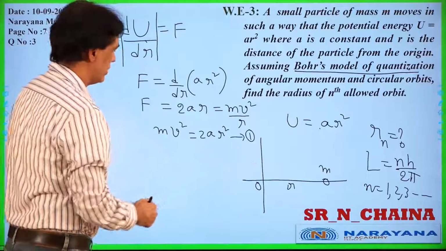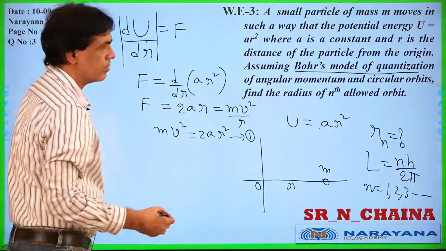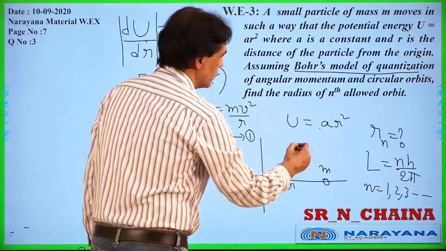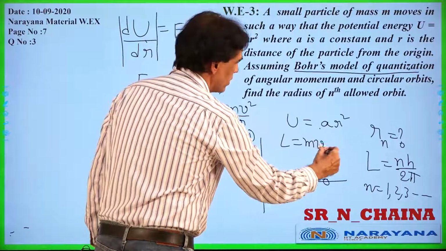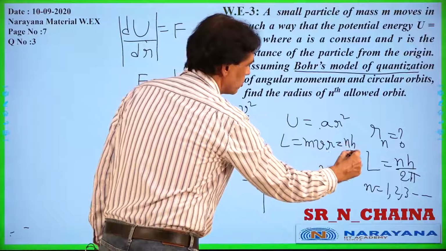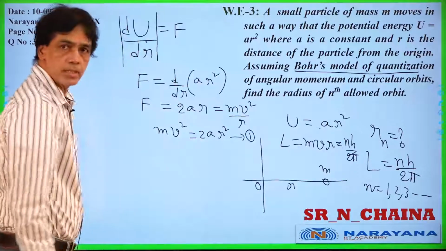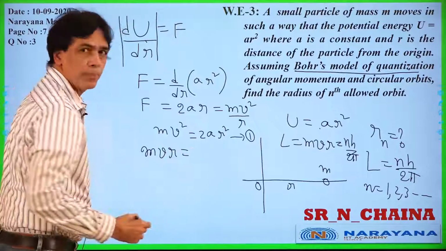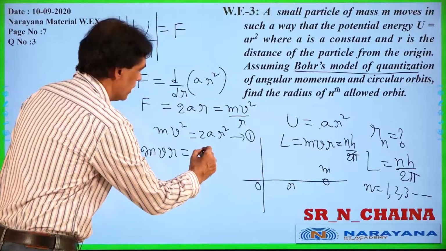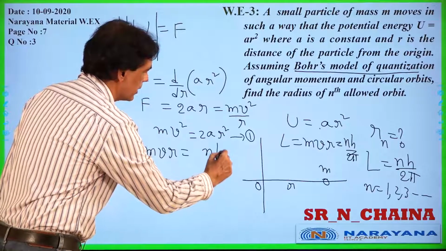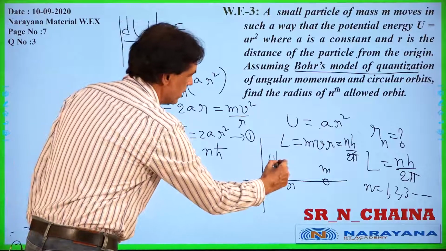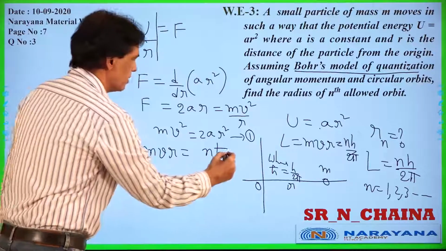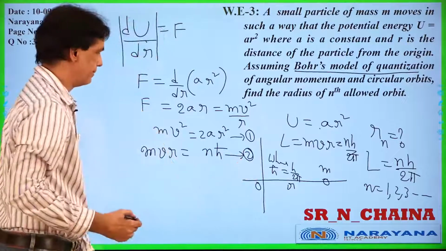Then from the second postulate, what is the second postulate? L equal to n h by 2 pi. L is n h by 2 pi, isn't it? So I can write L as m v r. So m v r equal to n h by 2 pi. That is the second postulate. So here I will write m into v into r equal to n h by 2 pi, or n h cross, where h cross is h by 2 pi. I can write it like this. So this is my second postulate.